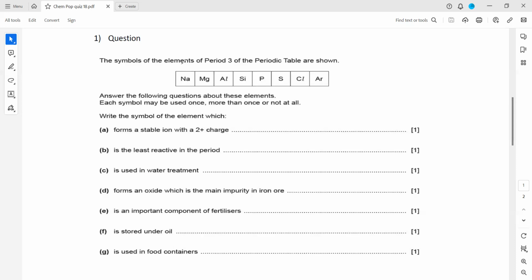So sodium, we know it's a group 1 element. Magnesium is a group 2 element. Aluminum is a group 3 element. Silicon is group 4. Phosphorus is group 5. Sulfur is group 6. Chlorine is group 7. And argon is group 8.